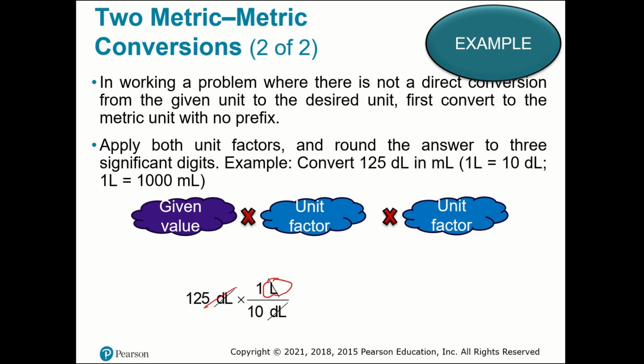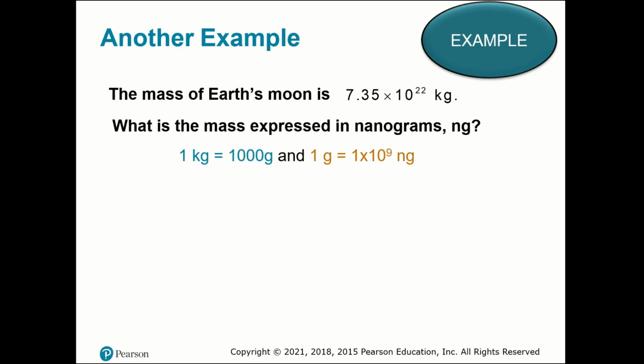So if I want to cut off any unit, you must divide it by the same unit, so you can cut off. And then I want to cut off liter because what I want is milliliter, so I use the unit factor. The milliliter must be up here, so we can cut off liter. Okay, so we multiply this by this and divide the result by 10. So we have 12,500 milliliters. Good?